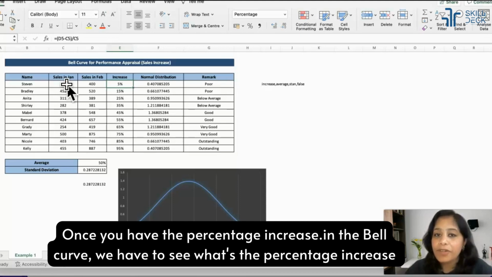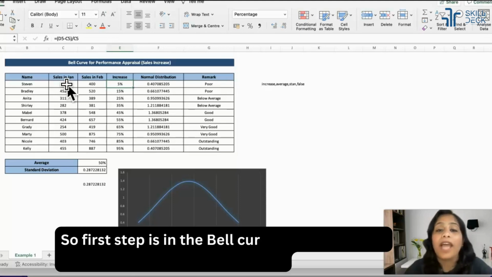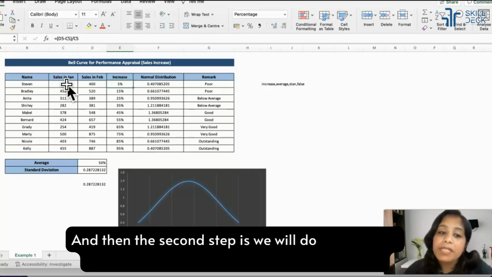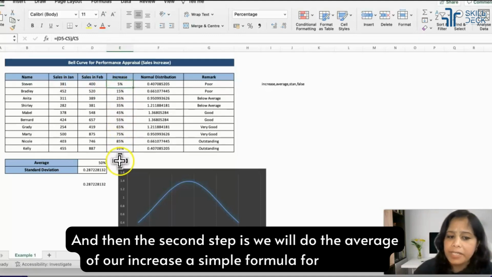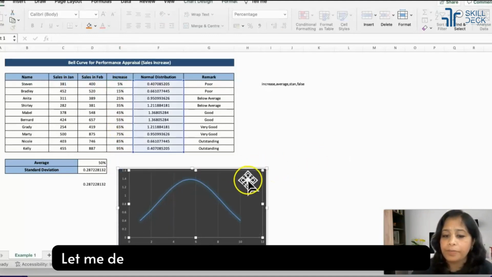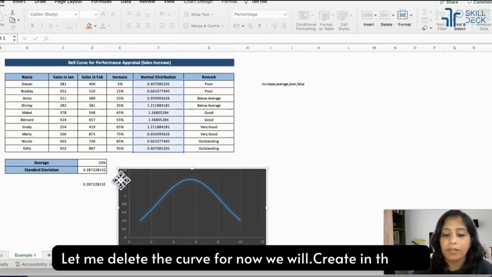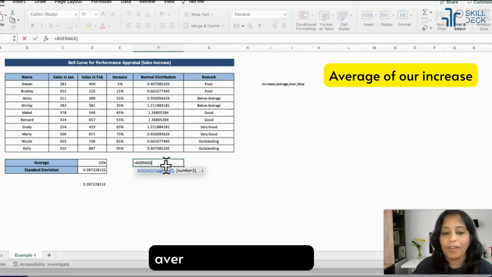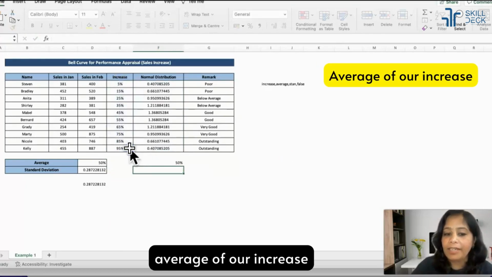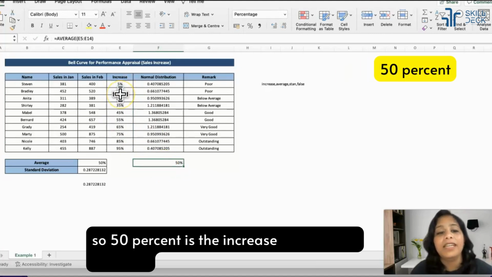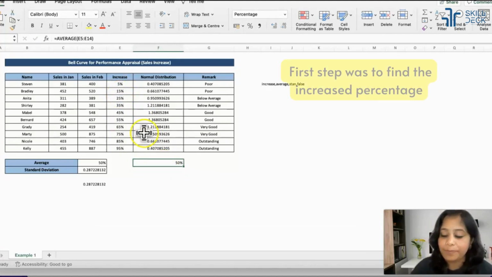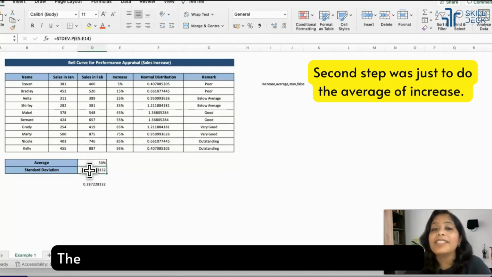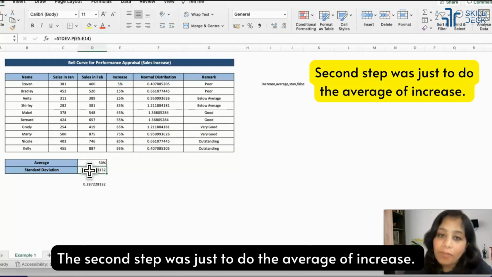Once you have the percentage increase, the first step in the bell curve is to see the percentage increase. And then the second step is we will do the average of our increase, a simple formula of average. Let me delete the curve for now; we will create it in the end. So what's the formula of average? Do we know that? Average of our increase. So 50% is the average increase on the sales. Now the first step was to find the increase percentage. The second step was just to do the average of the increase.